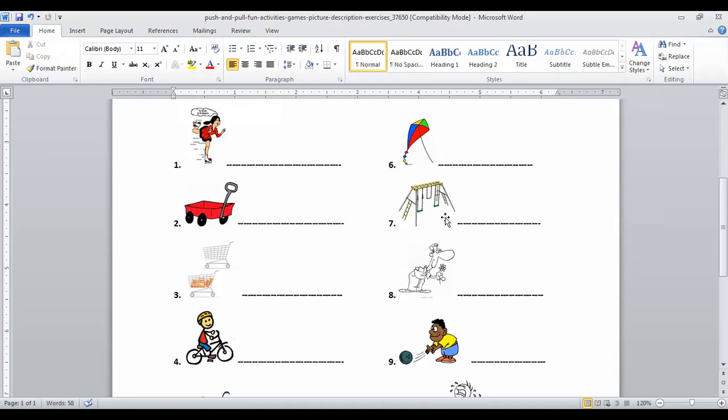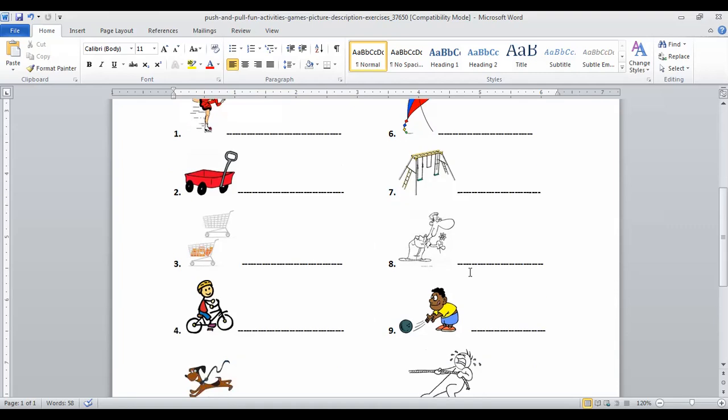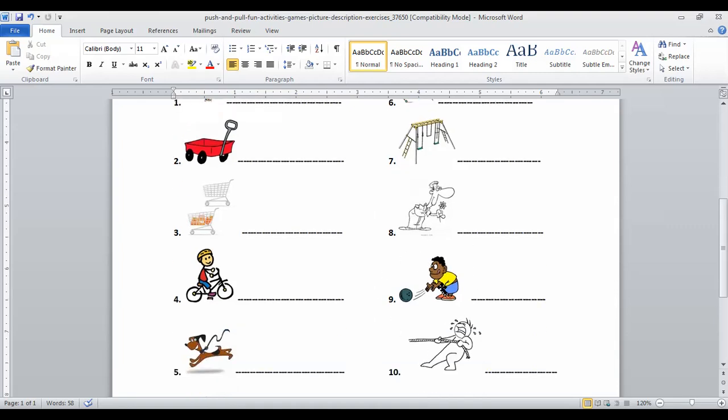Swings. No, when we sit, someone is pushing us. The one who is sitting on the swing is pulling the swing. Okay. Picking up a flower is push or pull? It is pull. Picking up a flower is pull. Number 9. Push or pull? What is the boy doing with the ball?